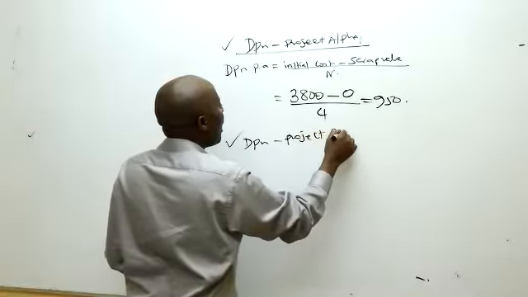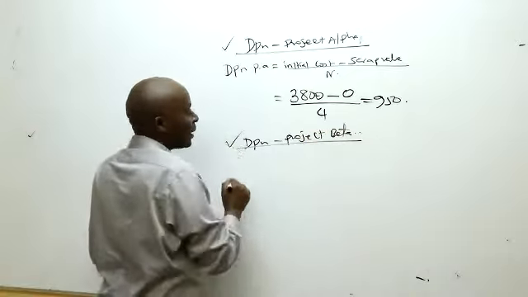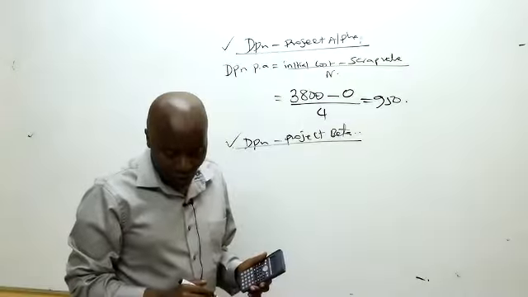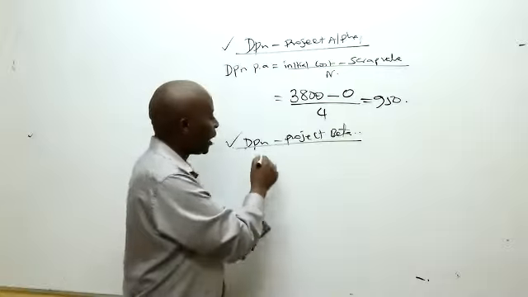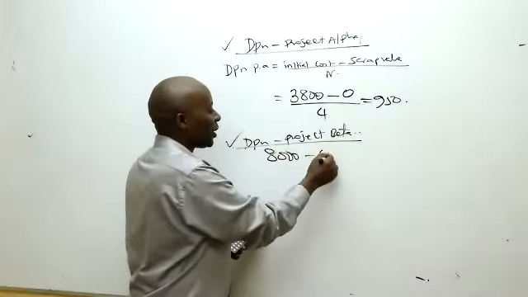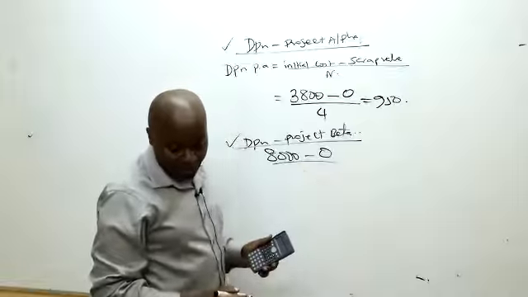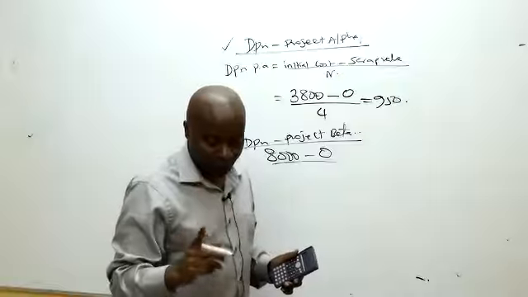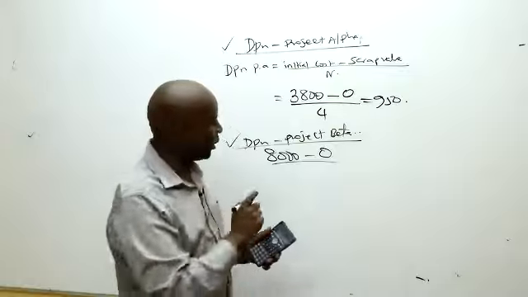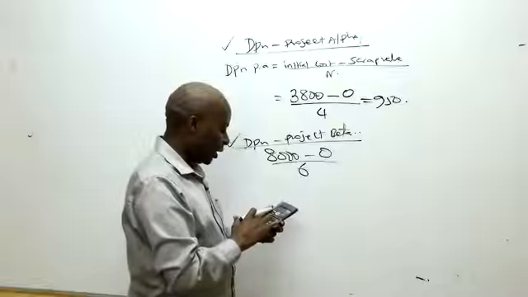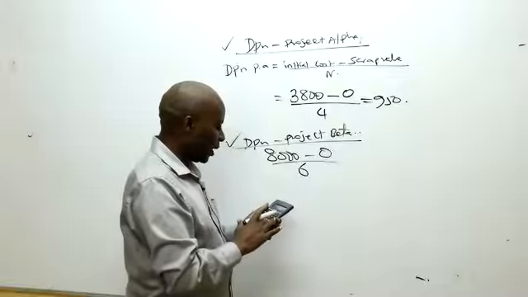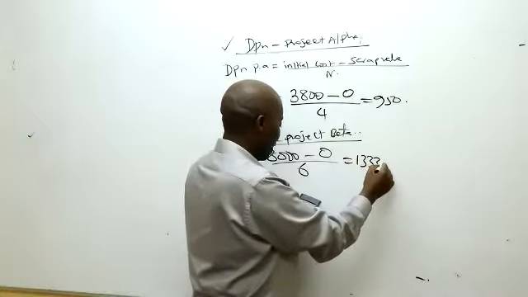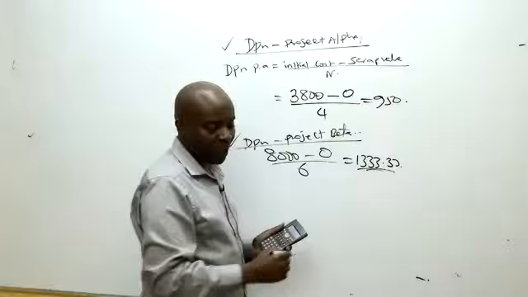From there, right away, come and give us depreciation for Project Beta. Ladies and gentlemen, the initial cost of Project Beta is 8,000, minus scrap, which is 0, divided by the useful life of Project Beta, given in note number 2, which is 6. So we have 8,000 divided by 6, which at the end of the day gives us 1,333.333 if we are correct.